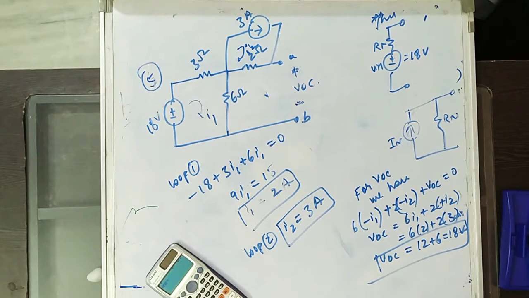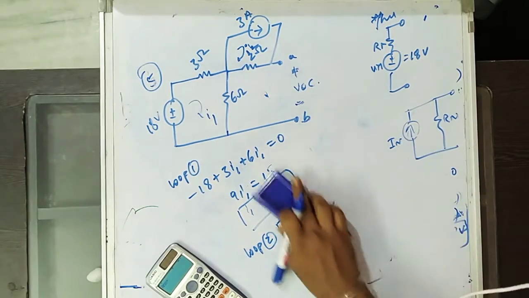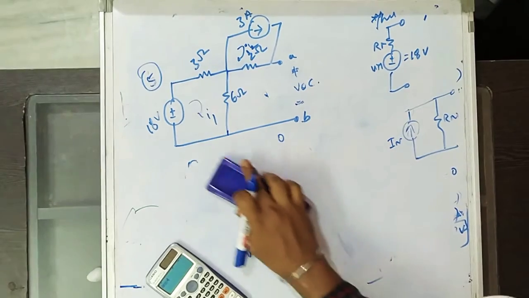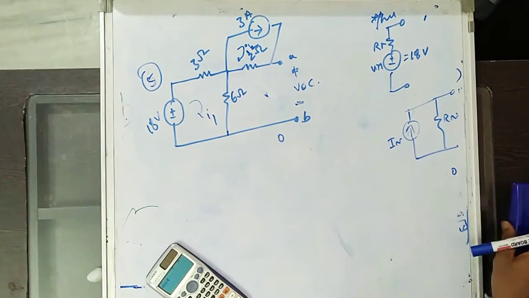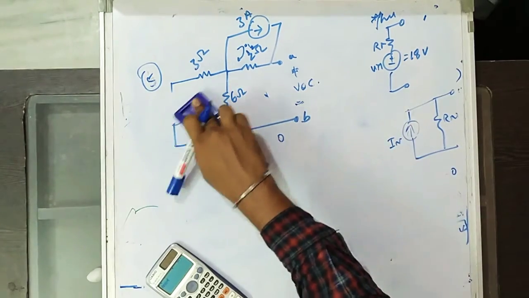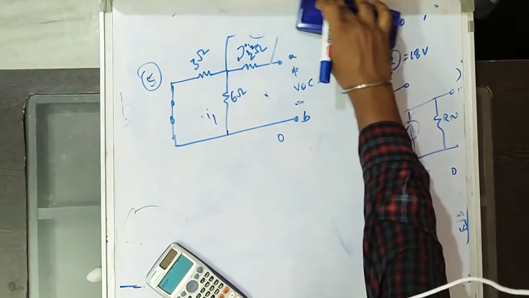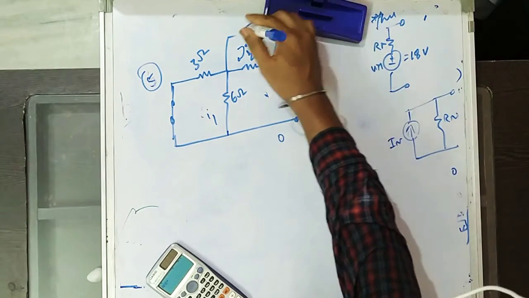Now we've got V Thevenin. Our target now is to find R Thevenin. For finding R Thevenin, what is to do? We have to turn off the independent sources. So we'll short this independent voltage source and we'll open this current source.